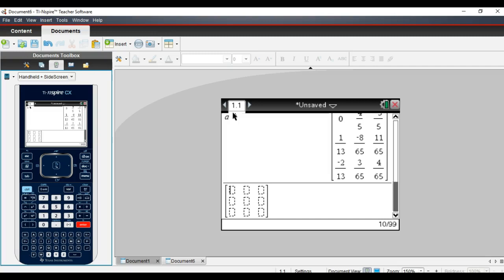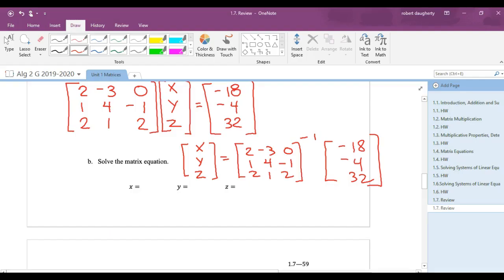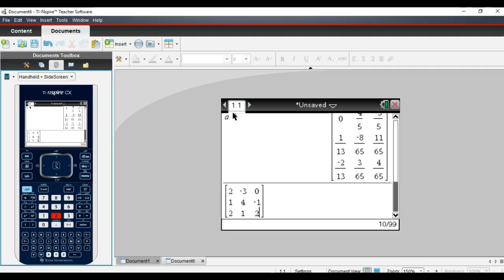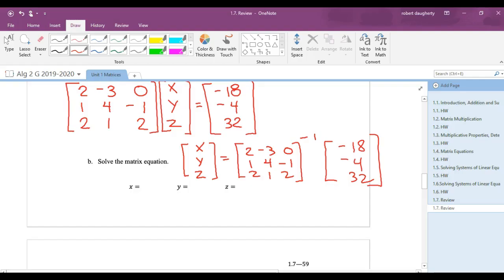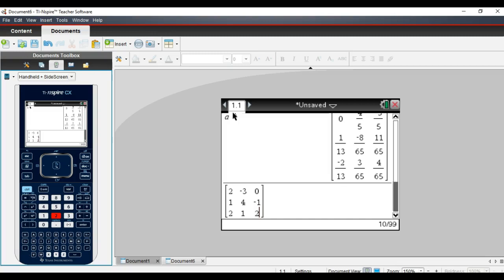That matrix is going to be 2, negative 3, 0, and then go to the next row. That was going to be 1, 4, negative 1. Go to the next row, and that's going to be 2, 1, 2. The biggest thing you can do is just double check your answers on this. So it was 2, negative 3, 0, 1, 4, negative 1, and 2, 1, 2. That is correct.